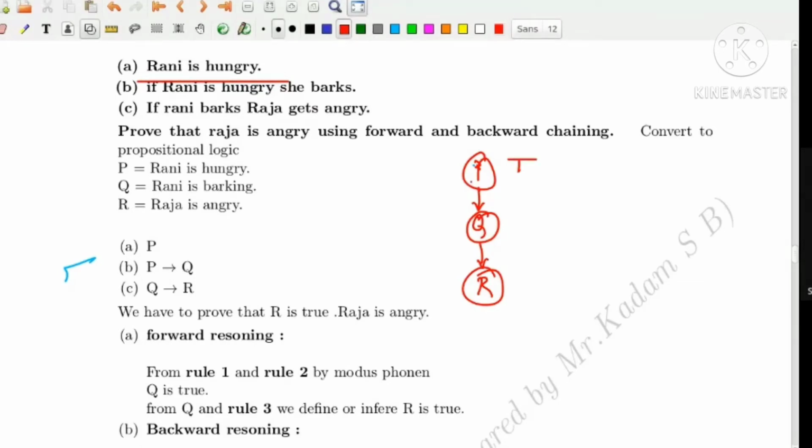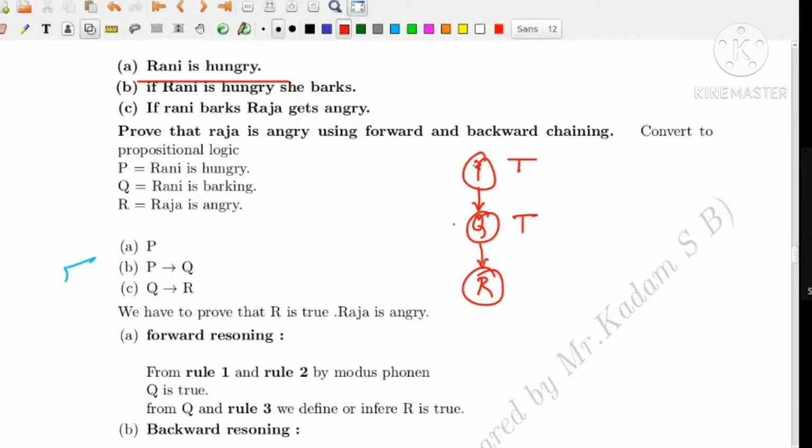Then next, if P is true, I should go for the next, that is, if Rani is hungry, she barks. So I have a rule, that is P implies Q, and I got the conclusion in my first rule that P is true. So if a truth, that is P, is implying something, then by using the modus ponens theorem, we can say that the thing to which the truth is implying is also true. So by using rule number 2, we can say that Q is also true. Are you getting it? Does everyone understand? Yes, no. Okay.